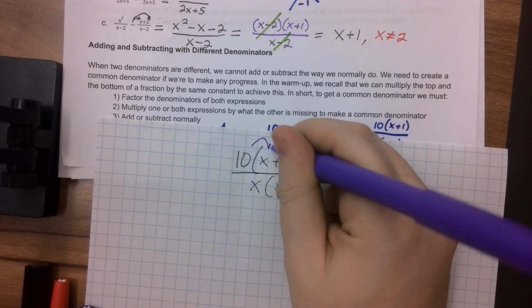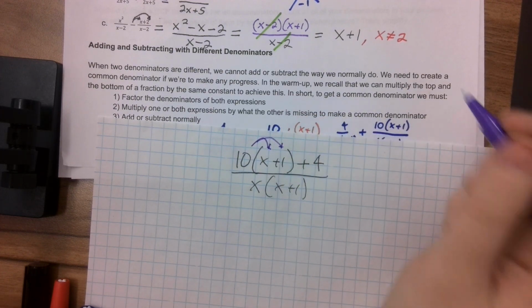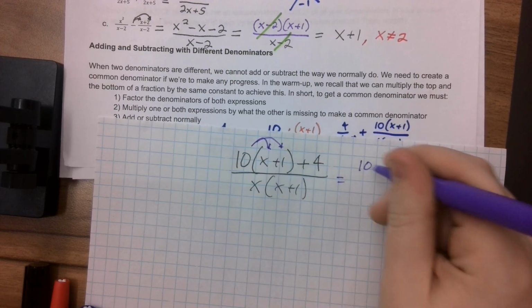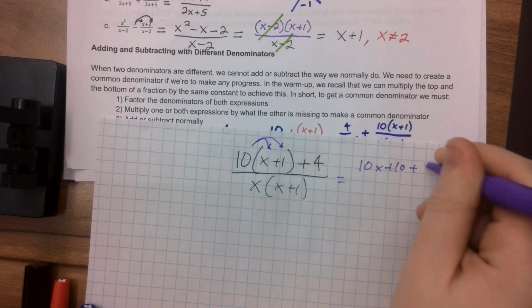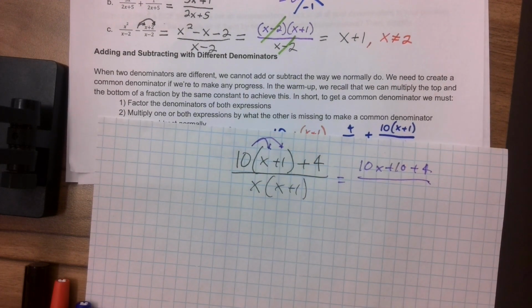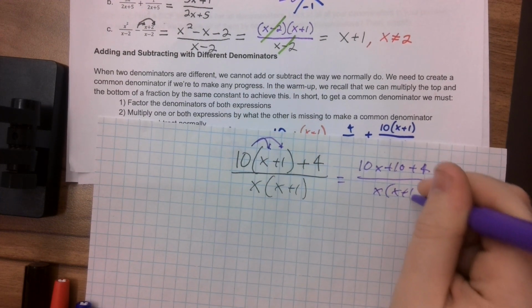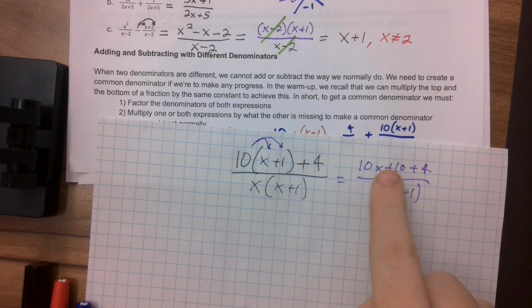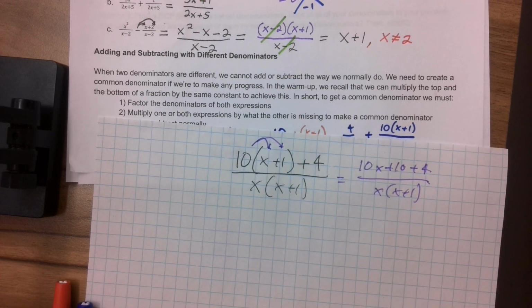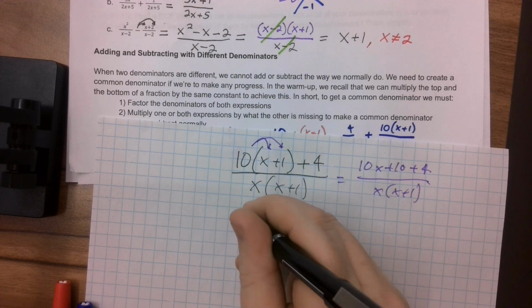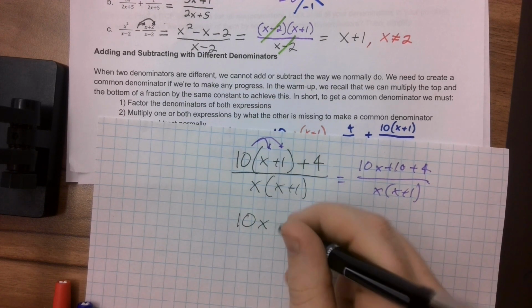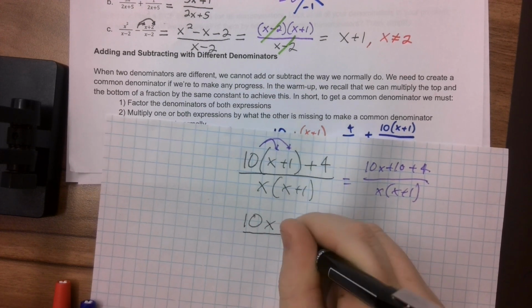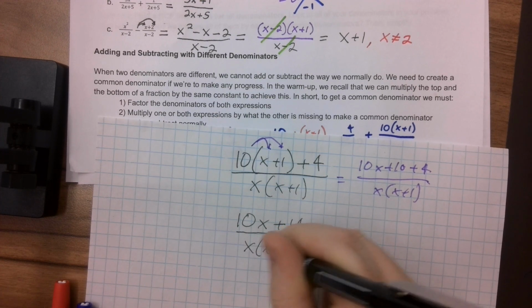So let's go through and simplify it. We have to distribute our 10 to the x and the 1, giving us 10x plus 10 plus 4 on top, and our x times x plus 1 on the bottom. 10 plus 4 can be combined, so we should absolutely do it. We get 10x plus 14 over x times x plus 1.